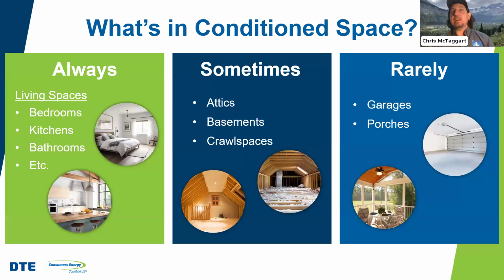So things that are within the home that tend to be conditioned space: bedrooms. I'm working out of my office right now. That's definitely conditioned space. Kitchens, bathrooms. These are all primary living spaces, and we tend to have them within our building thermal envelope. We tend to have them as conditioned space. Sometimes we may have spaces like attics, basements, or crawl spaces as conditioned space as well.